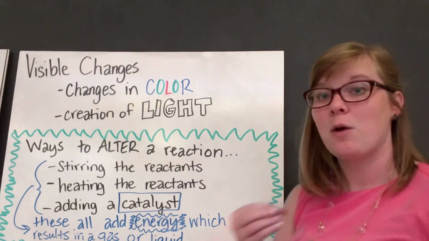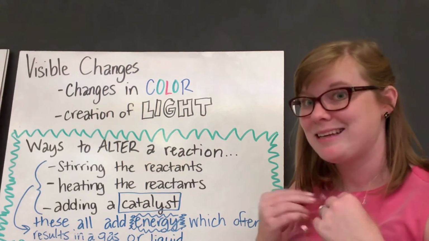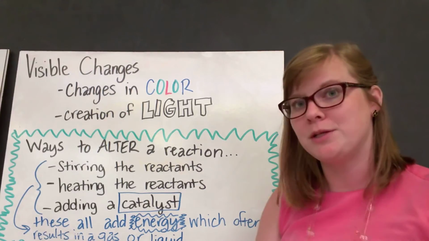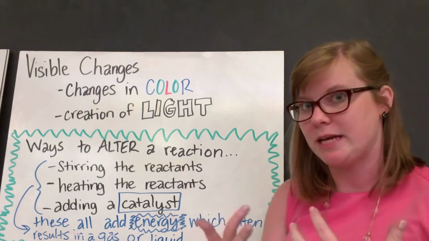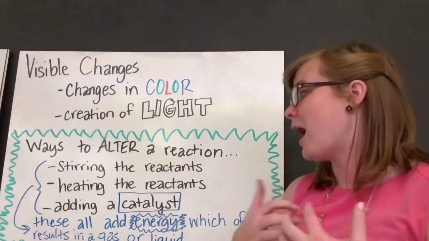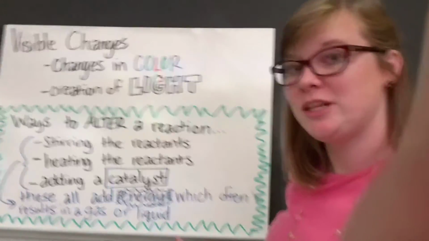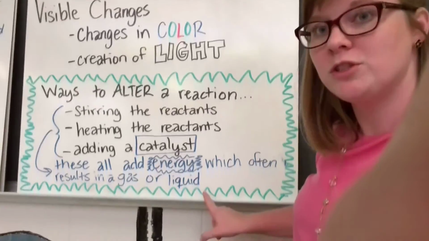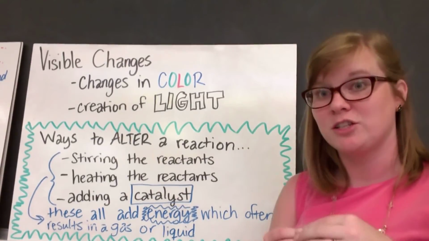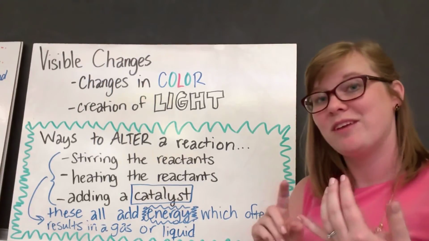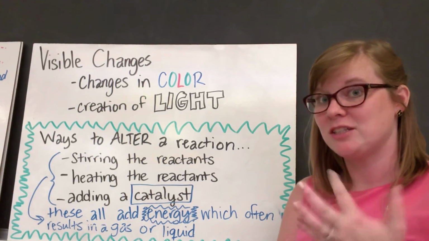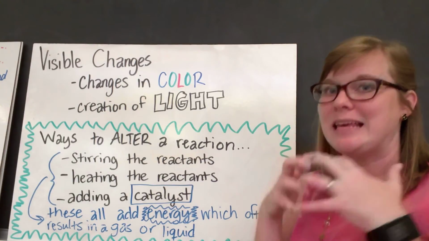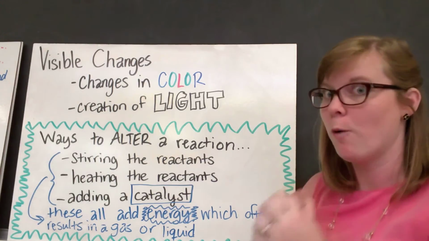Now, there are a few ways that we, as scientists, can alter a chemical reaction. Typically, we want to either speed it up or slow it down. In order to speed it up, we add energy into the system, which often results in the production of a gas or a liquid. Or, to slow it down, we do everything in our power to keep the energy in that system low.